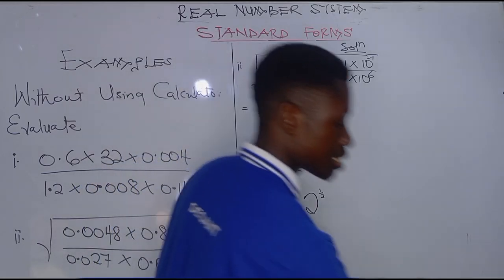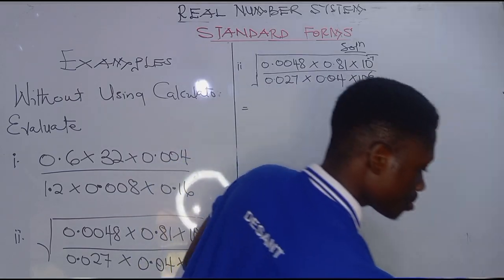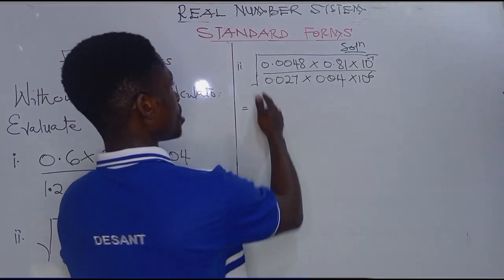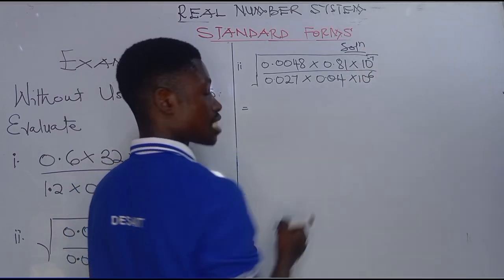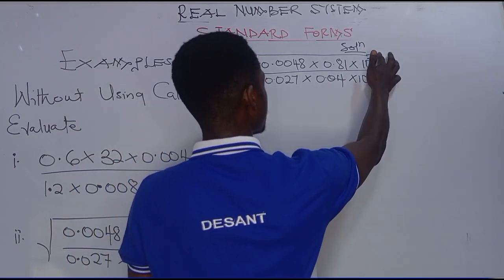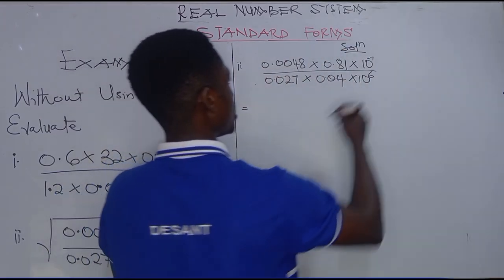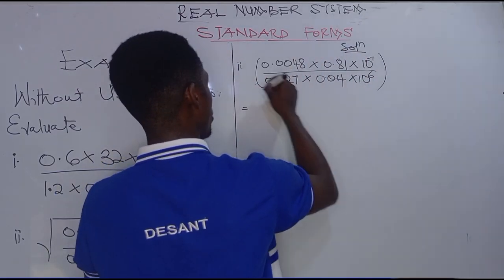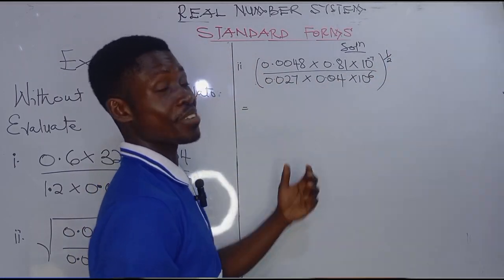Good. So we are going to apply the same concept in this question. The root sign can be written as a power of half. So let's turn it, and then let's bring the power of half. Good. And that has become very simple.